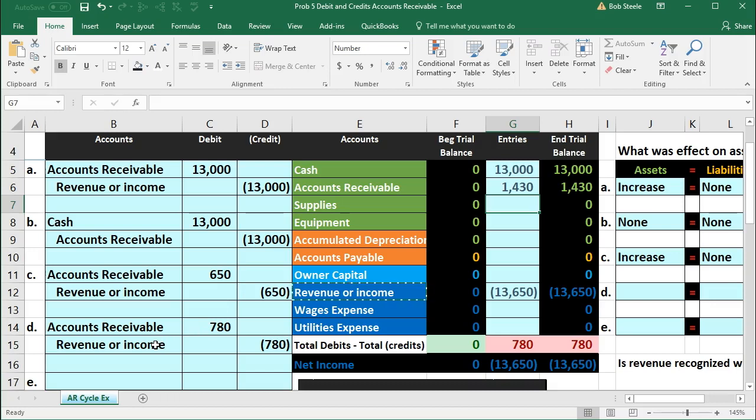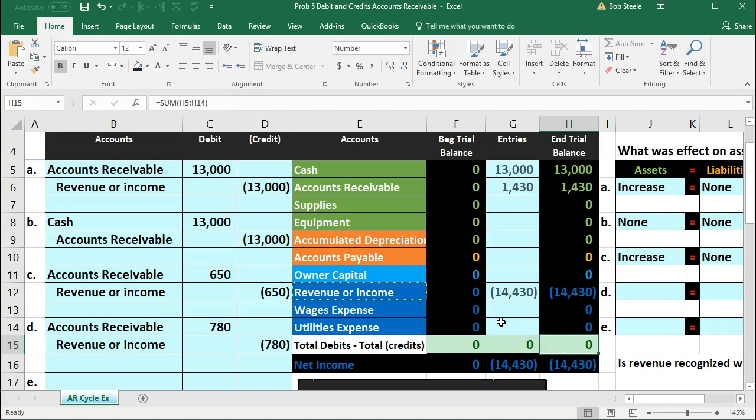Then we'll record the second side, which is the revenue side. That is here, so it's in G12. So I'm going to double click on G12, go to the end of it, plus, and then point to that 780. That will increase revenue, put us back in balance, increase net income. So revenue goes up, and net income goes up, and we are back in balance here.